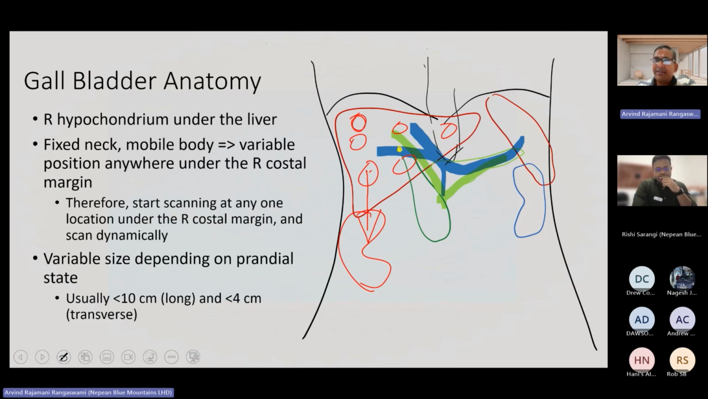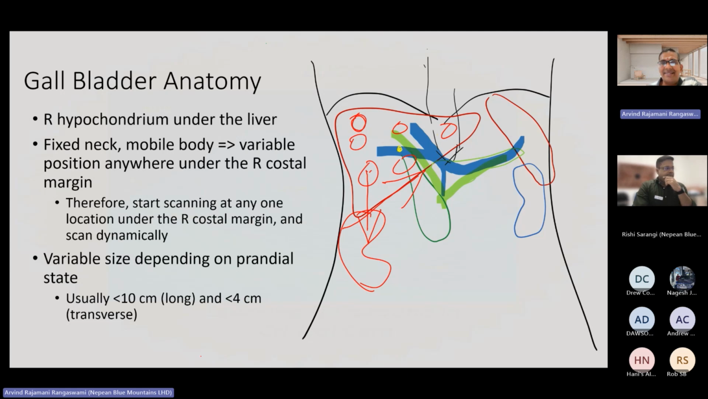Once I have that, I know that all I have to do now is to start scanning in a direction towards the midline in an oblique fashion along the costal margin, and I should be able to find the gallbladder. Okay. Now, the gallbladder itself, how is the gallbladder?